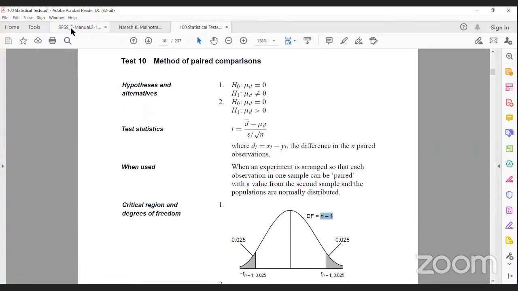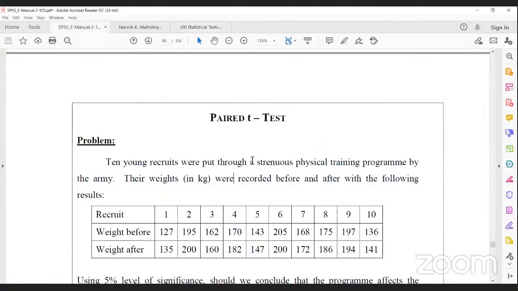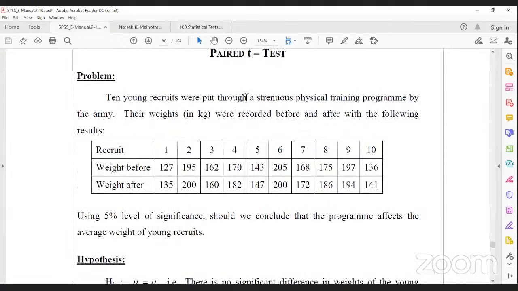Now we go for this one. What we have taken: the young recruits were put through a strenuous physical training program by the army. Their weights were recorded before and after, with the following results. So 10 candidates were recruited, and their weights before and weights after.